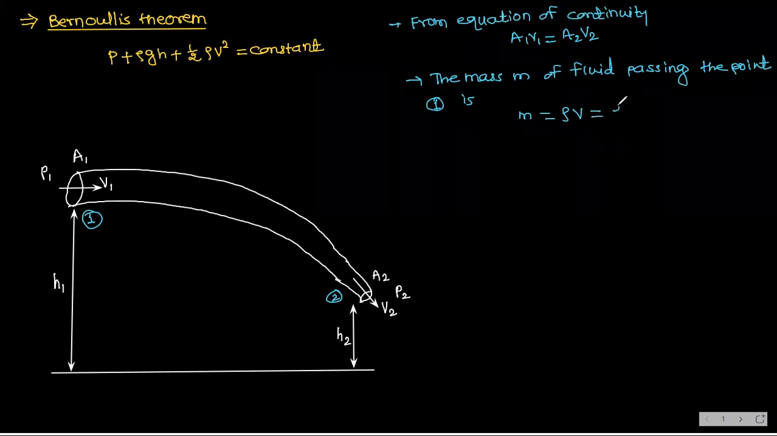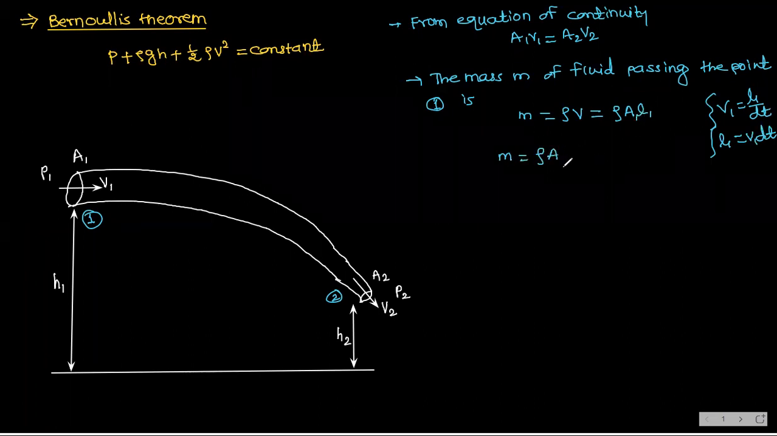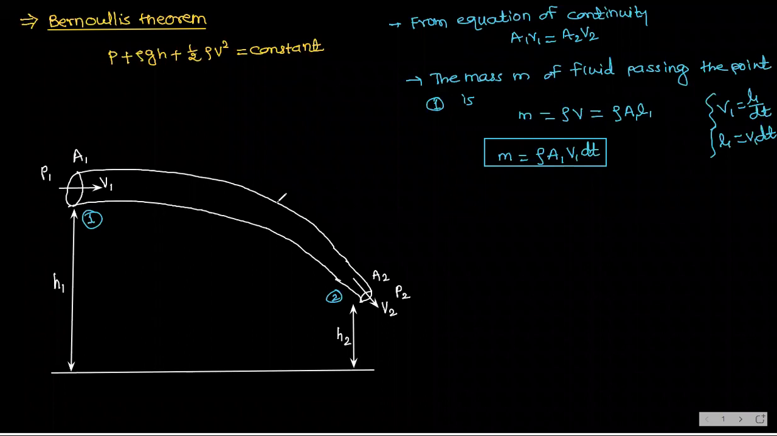M is equal to rho into volume. Can I write like this? Rho into A into L1. And if suppose this is V1, then you will get this is L1 by dt, because time is dt. And that's why we can replace this L1 with V1 into dt. And that's why mass flowing M is equal to rho into A1 into L1, that is V1 into dt. Yes, this is what mass flowing in time dt. The mass M of fluid passing the point 1 in time dt.